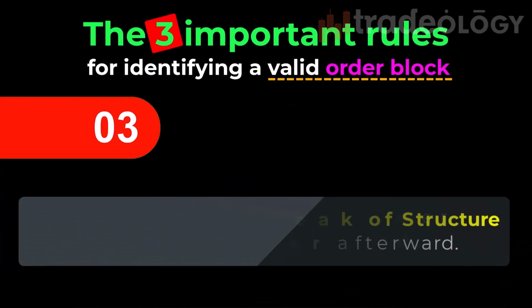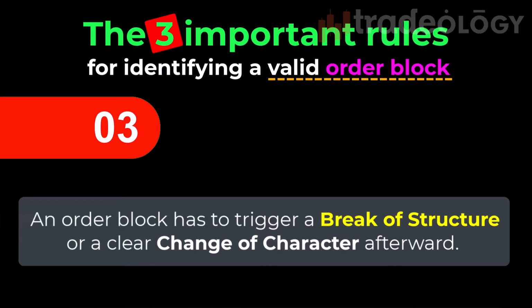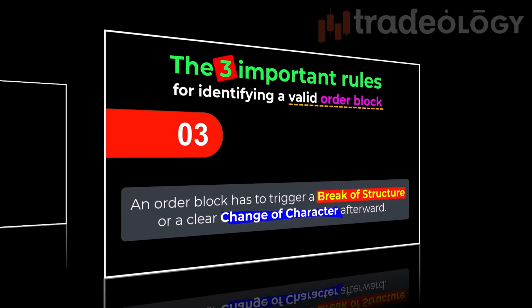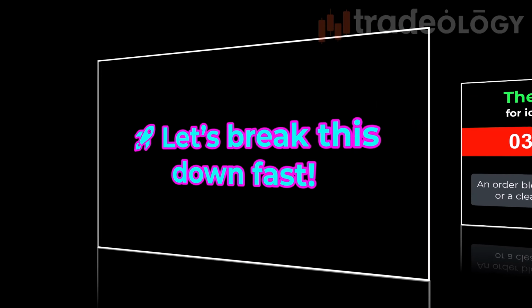Rule number 3, the biggest rule of all, an order block has to trigger a break of structure or a clear change of character afterward. No break, no order block. If you're not sure what those terms mean, don't stress. I'm about to break it down for you in the simplest way possible. Let's break this down fast.